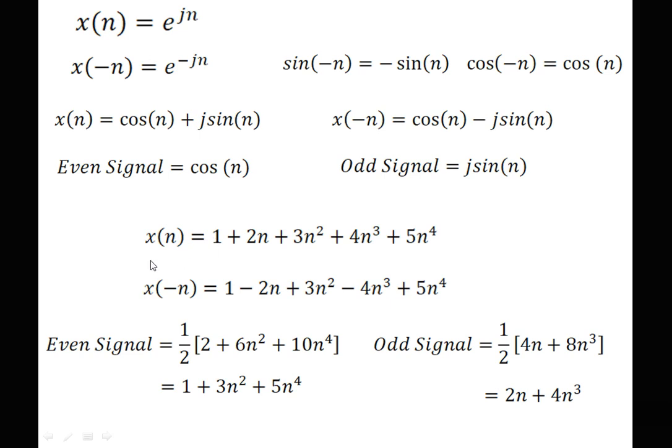After that we can easily calculate the even component by adding these two terms and taking the average. So the even component is 1 plus 3n square plus 5n raised to 4, and for the odd signal we subtract, x of n minus x of minus n divided by 2. So we are getting the odd signal as 1 by 2 into 4n plus 8n cube, which is nothing but 2n plus 4n cube.